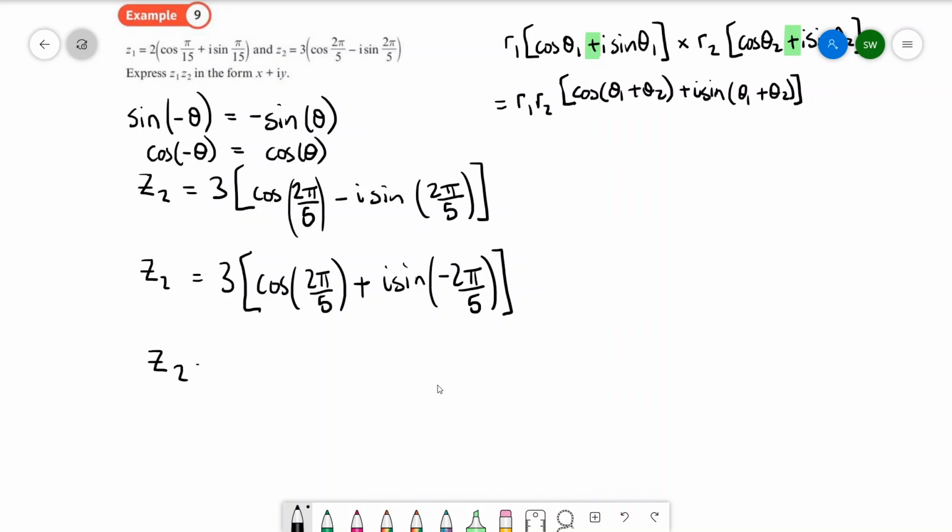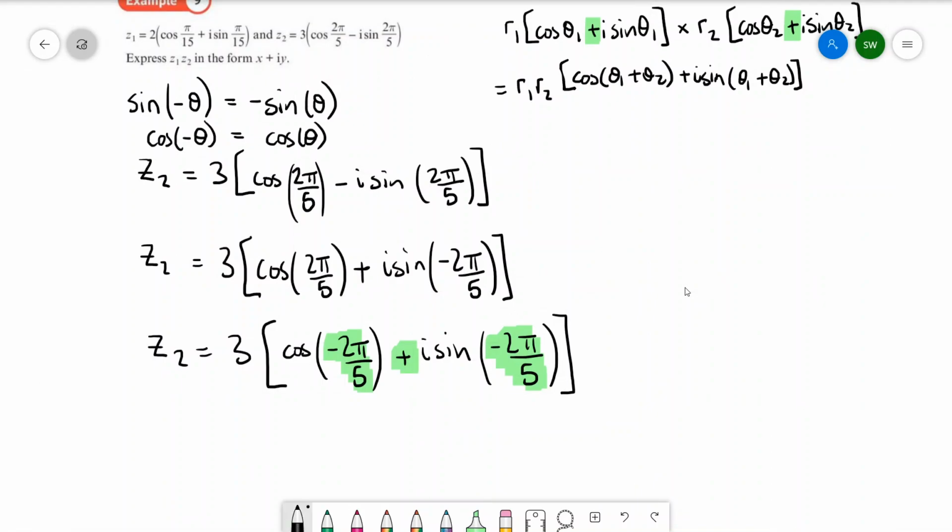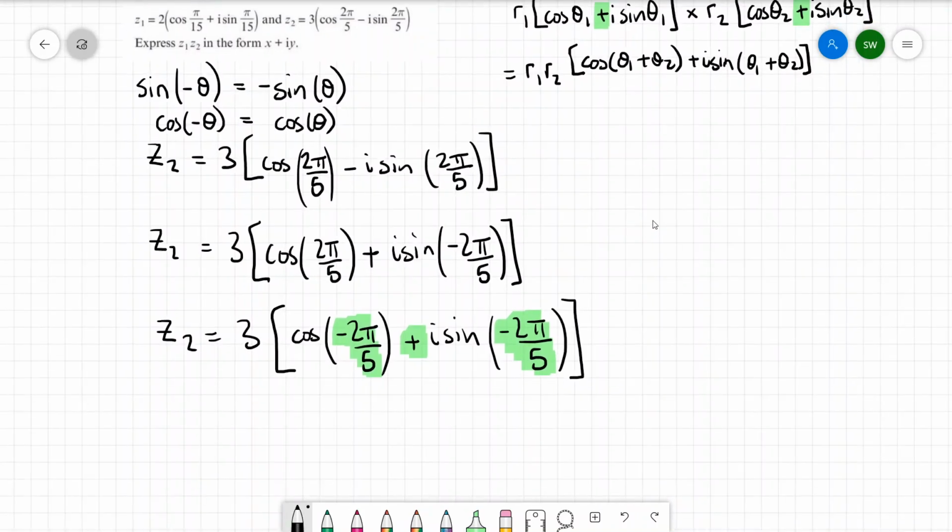So we can write z2 as 3, and then that is exactly the same as cos of minus 2 pi over 5, because they're the same as each other. Check it in your calculator. Okay, so now we've got a complex number in modulus argument form because we've got a plus in front of the i, and also the two angles are the same as each other. So now we're in a position to use this formula.